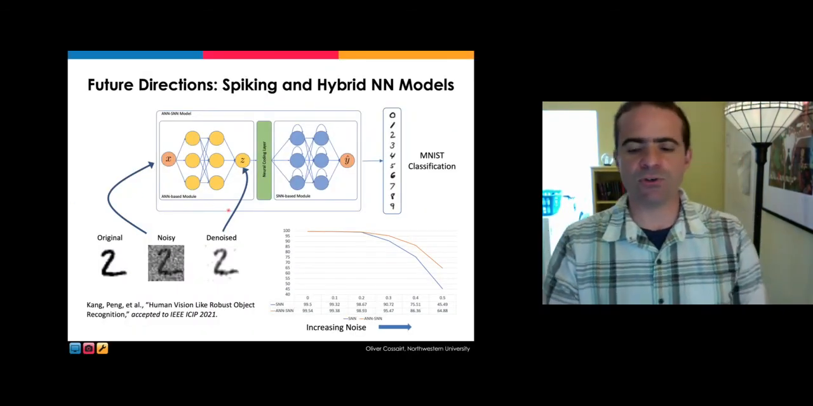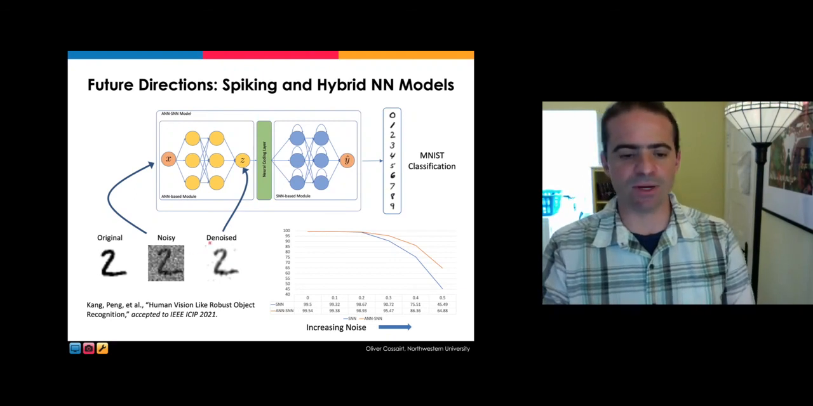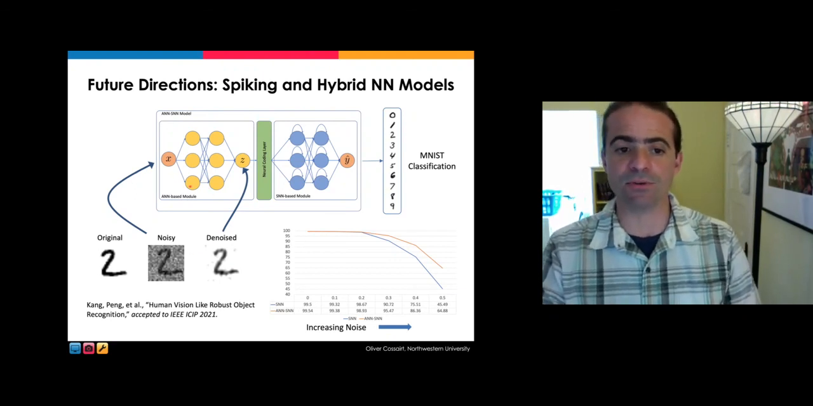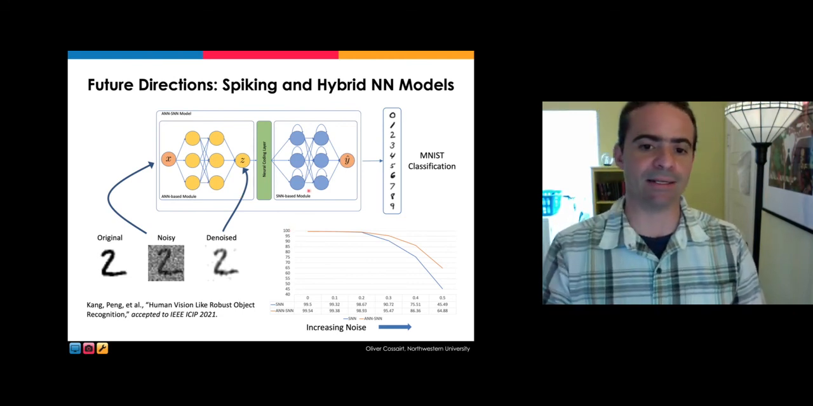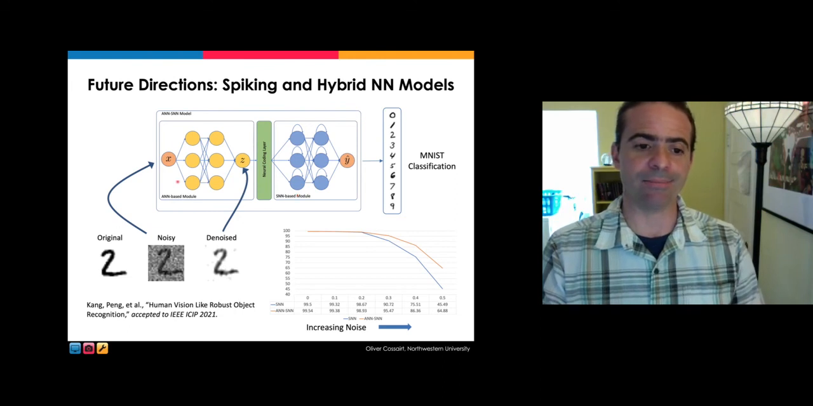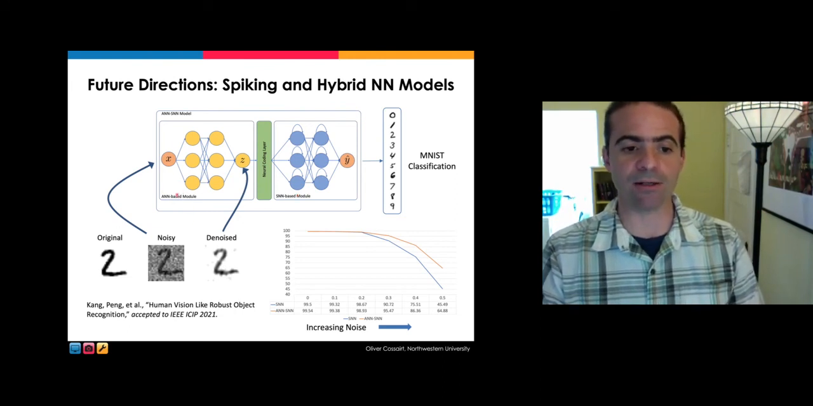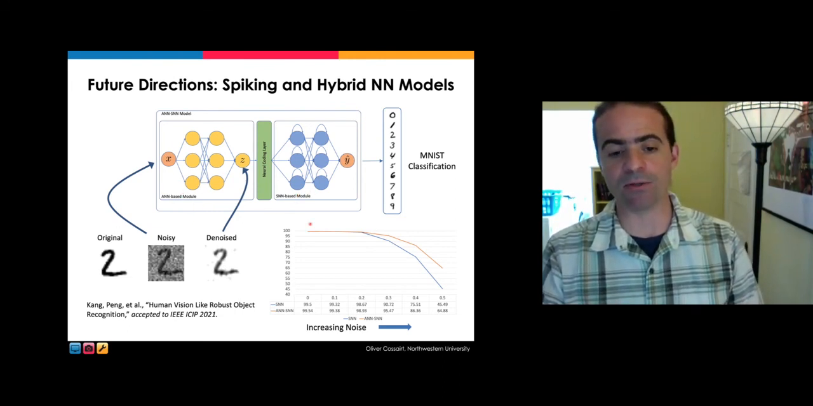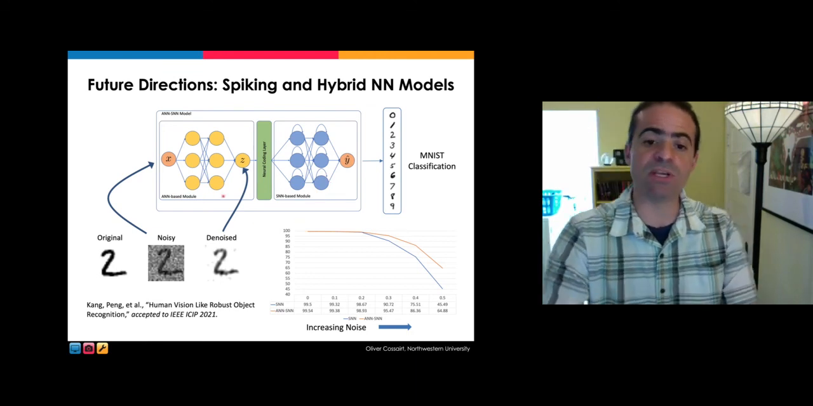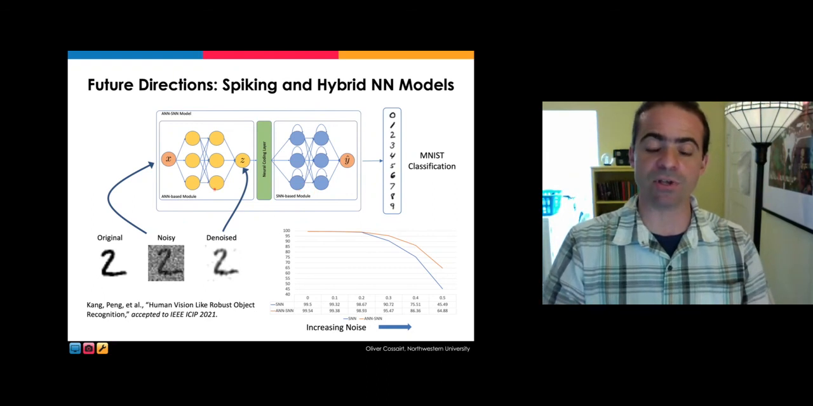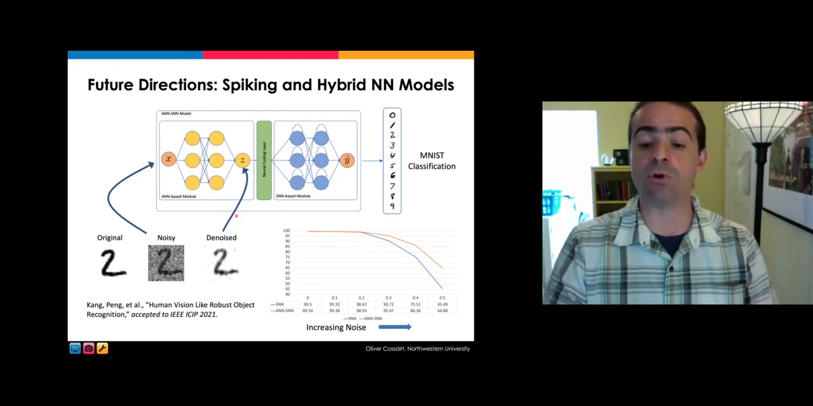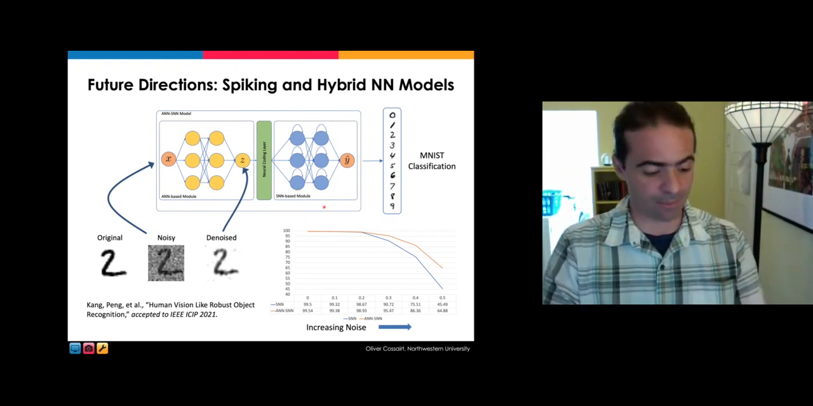So the last thing that I want to show you is just to give you a taste of the next thing that we're interested in looking at, which is spiking neural network models. In particular, one of the things that we've started to look at is hybrid conventional neural network or analog neural network and spiking neural network models, because we think this could be interesting to look at in terms of developing new sensing architectures that are co-designed together with computer vision algorithms.